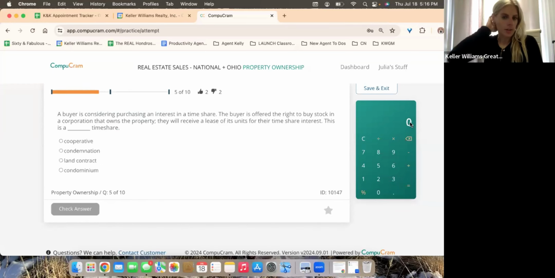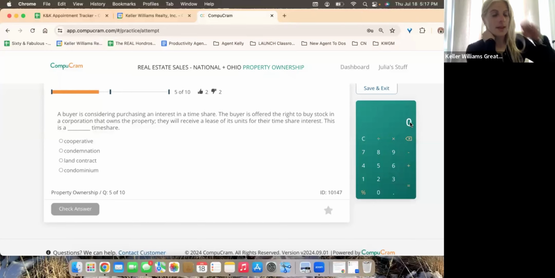A buyer is considering purchasing an interest in a timeshare. The buyer is offered the right to buy stock in a corporation that owns the property. They will receive a lease of its units for their timeshare interest. This is a blank timeshare. A, cooperative timeshare, B, condemnation, C, land contract, or D, condominium.